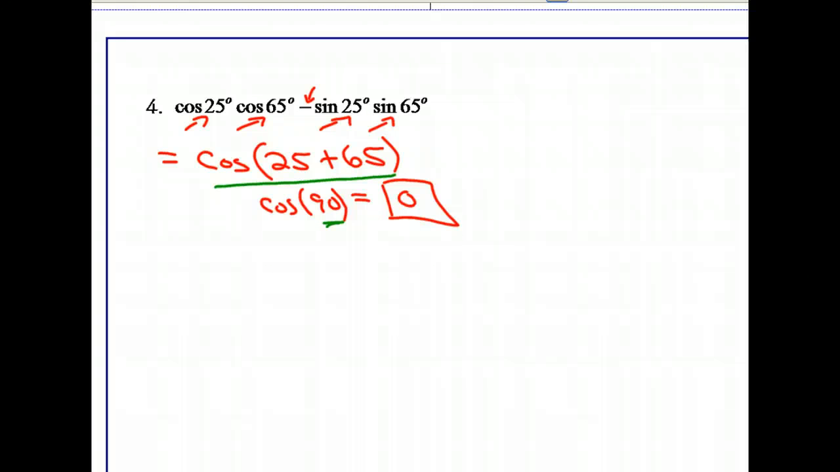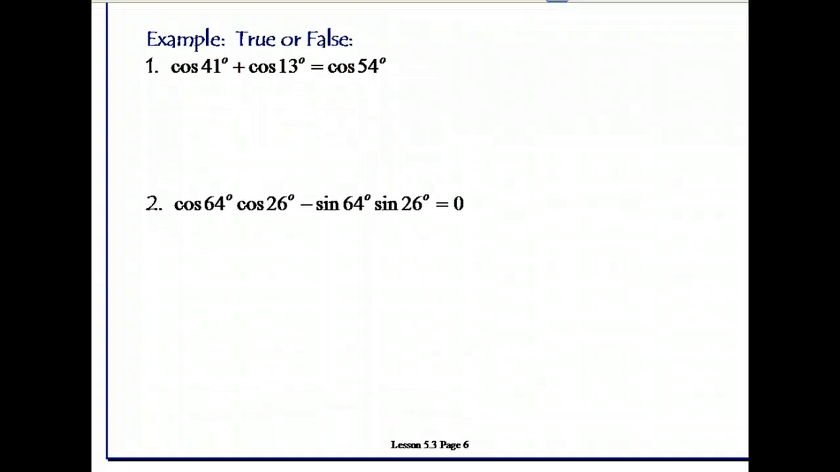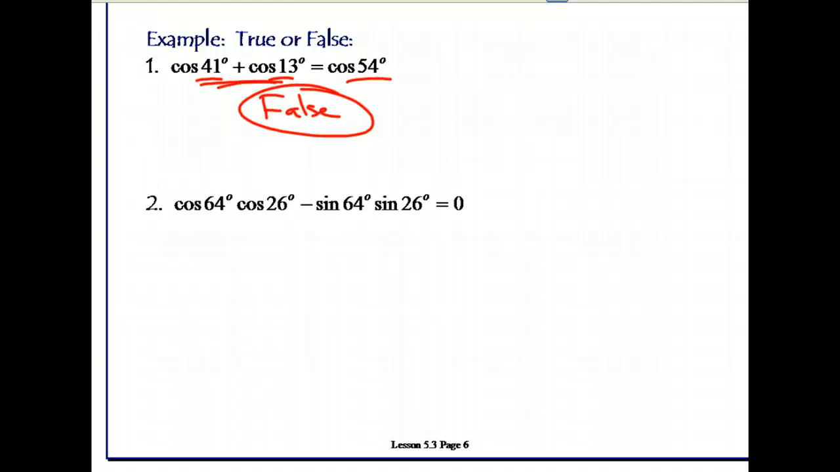All right, last question for the first video, last question that you need to know. True or false? Cosine of 41 plus the cosine of 13, would that equal the cosine of 54? And the answer is no. That's why we just spent time on these identities. Cosines don't add up nicely like this. You're going to find out later, neither do sines. Sorry, neither do tangents. So they do not add up nicely like this. So 41 plus 13 is not 54. That's false.